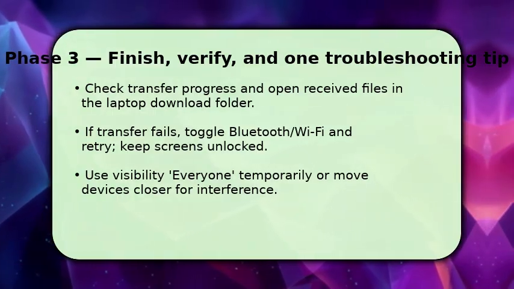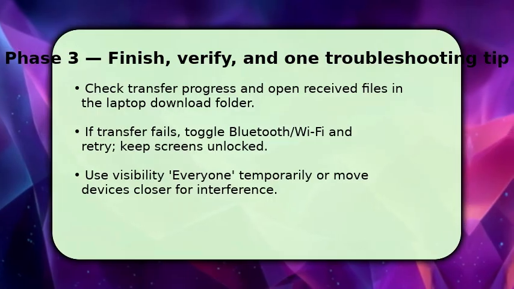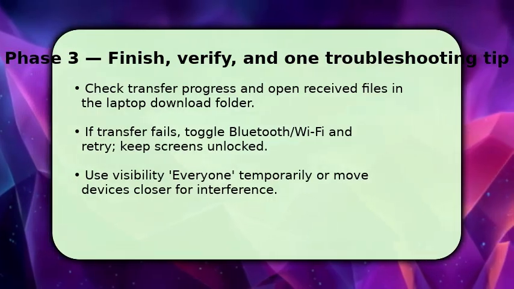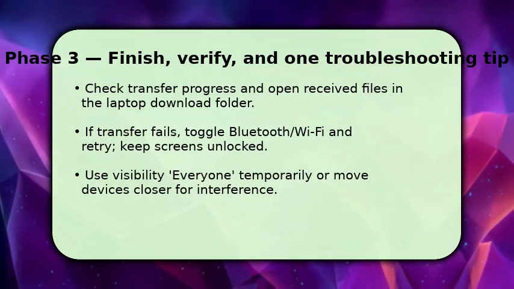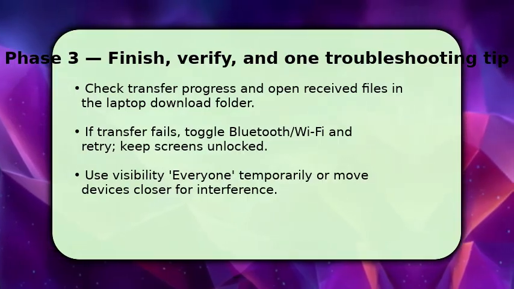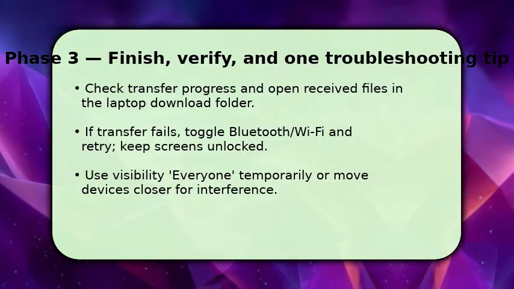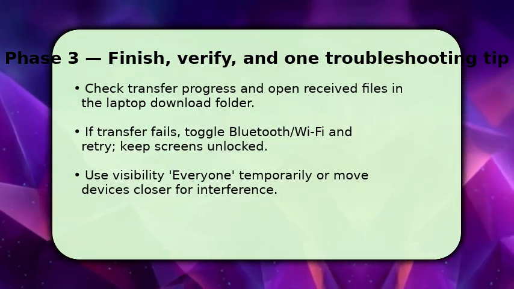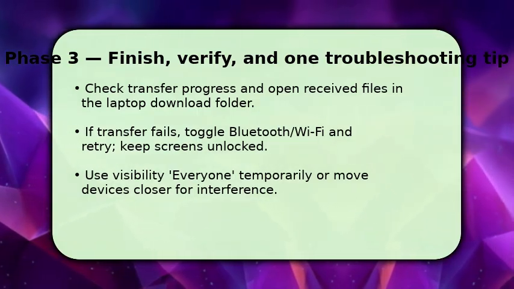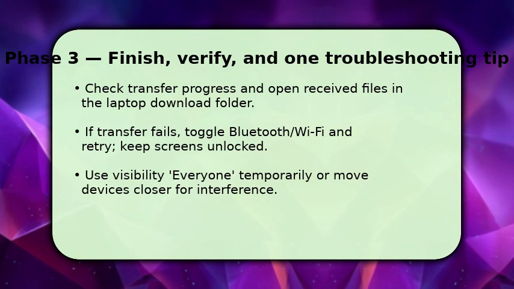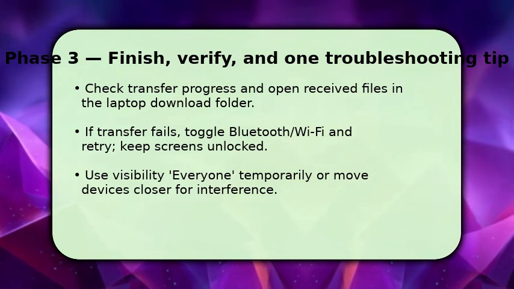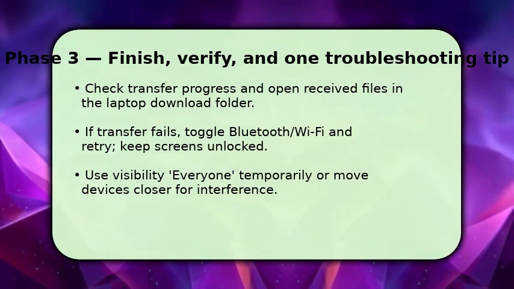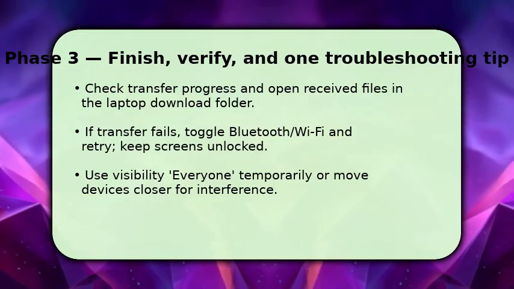If the transfer stalls or fails, first toggle Bluetooth and Wi-Fi on both devices and retry. This refresh often resolves negotiation issues. Make sure both screens stay unlocked and devices are within a few meters to avoid radio interference. If discovery still fails, temporarily set visibility to everyone or reboot one device. This usually clears stuck states and lets you complete the transfer.